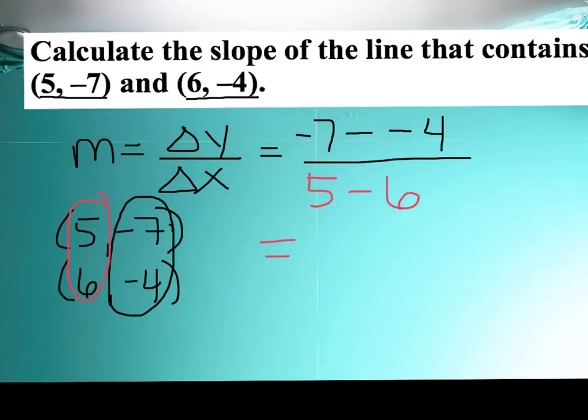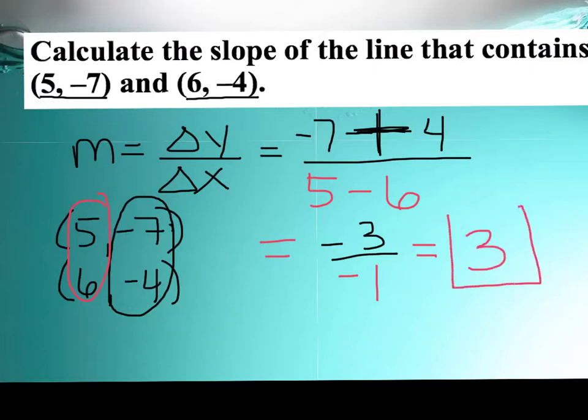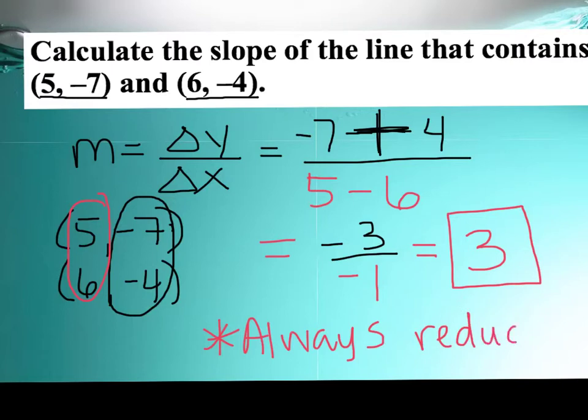On the top, a negative and a negative is positive. So I'm just going to write a big positive there. And -7 plus 4 is going to be -3. And for the denominator, 5 minus 6 is -1. Well, here we have two negatives, and negative over negative is going to be a positive 3. Always, always, always reduce. Let me write a star for that. Always reduce. You always want the simplest form of the slope.